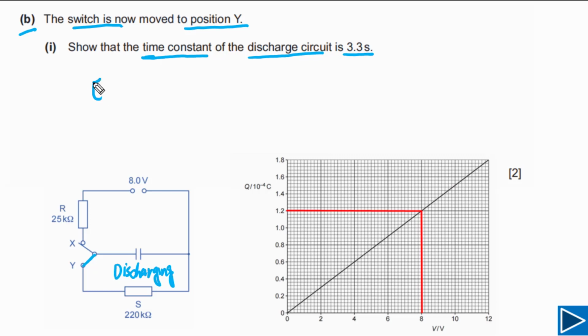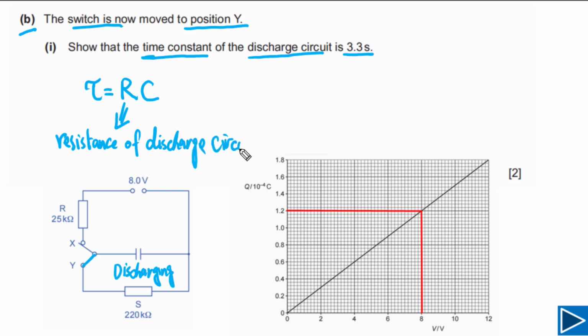Time constant, we use the letter tau for the time constant, and this is equal to RC. And this R is very important. This is the resistance of the discharging circuit. Very important point. So in this case, the discharge circuit has a resistance equal to 220 kilo ohms.